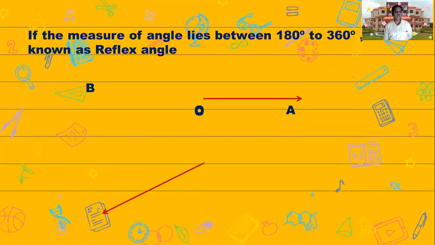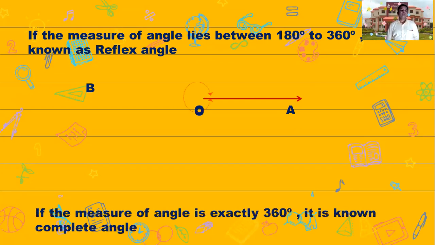This ray now will move in the anti-clockwise direction further and it will get new positions. And you'll see that all these angles are more than 180 degrees, but they are less than 360 degrees. So all these angles are known as reflex angles. And when your final ray takes a full circle in the anti-clockwise direction and again overlaps the initial ray OA, you can see that it makes a full circle, and this is known as a complete angle.